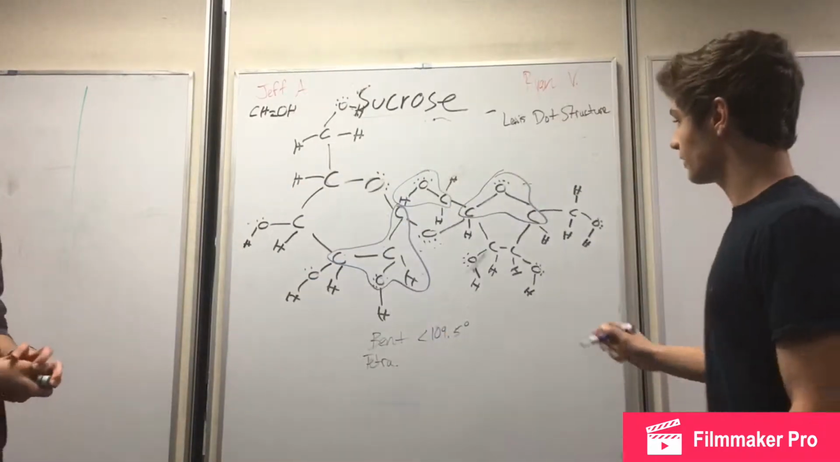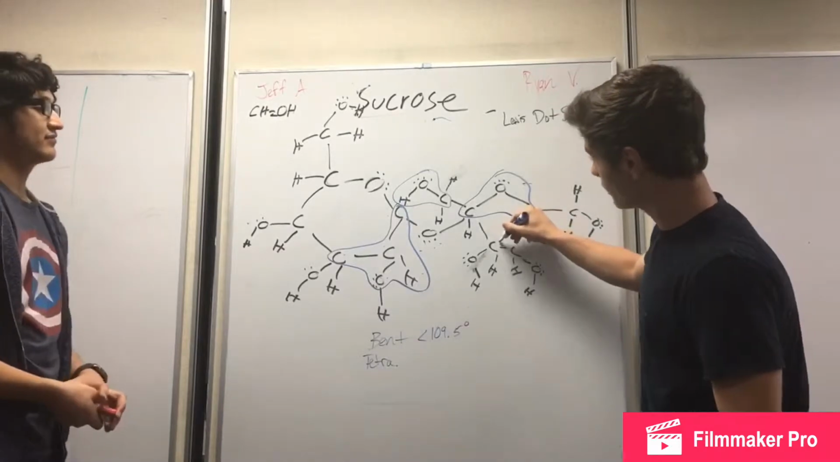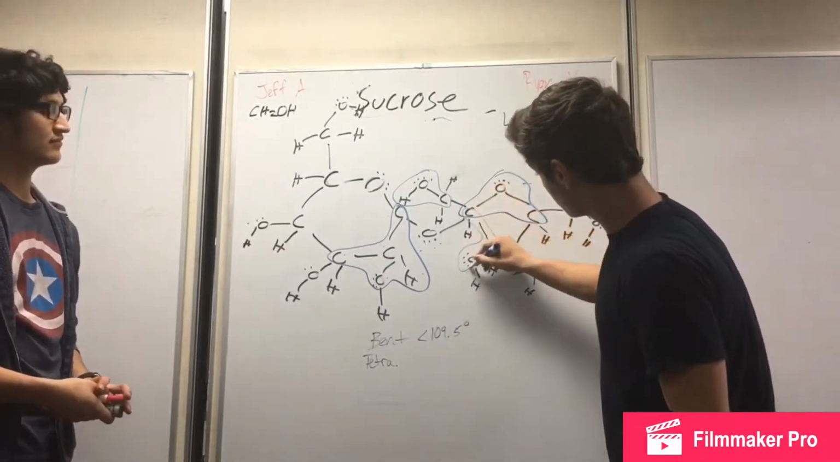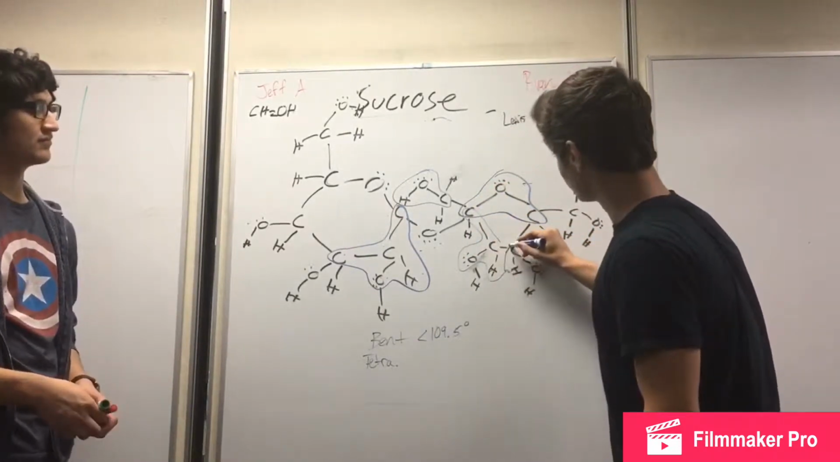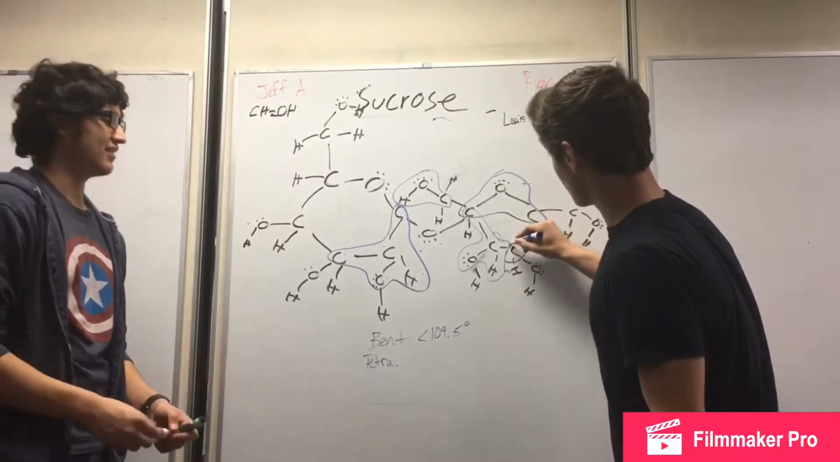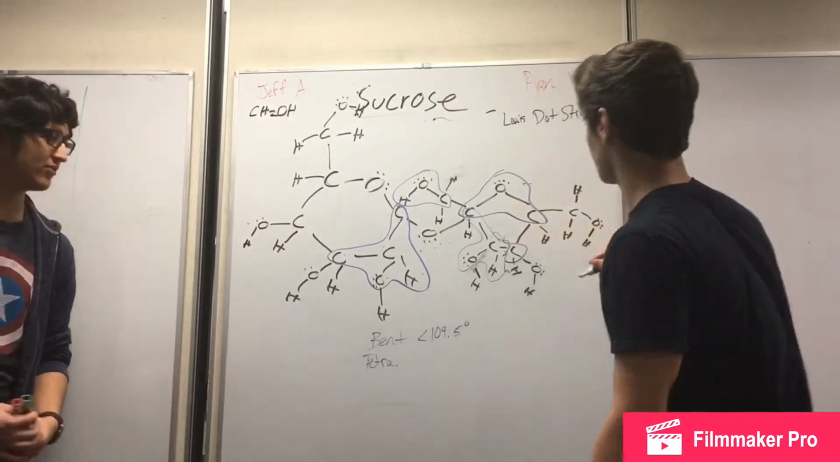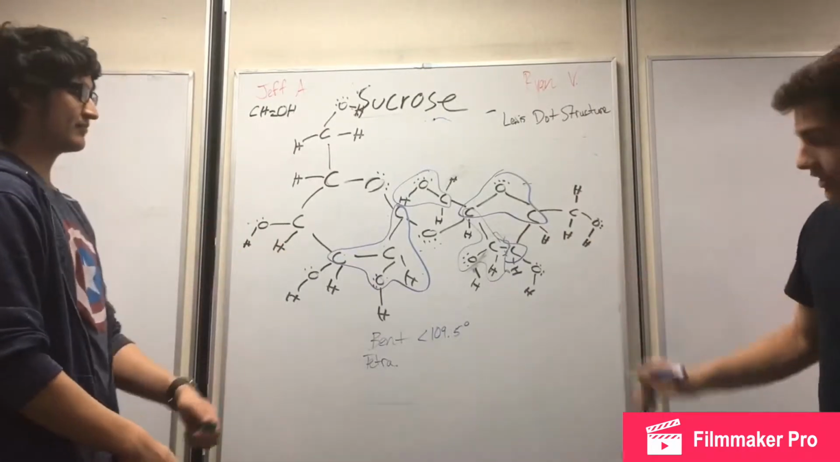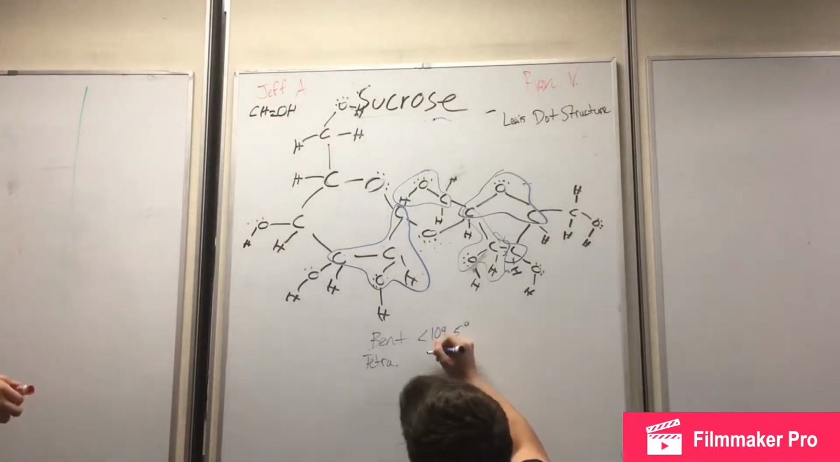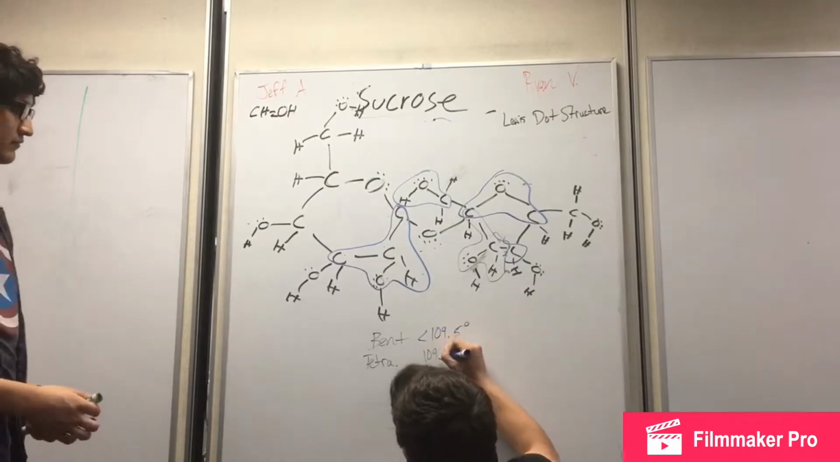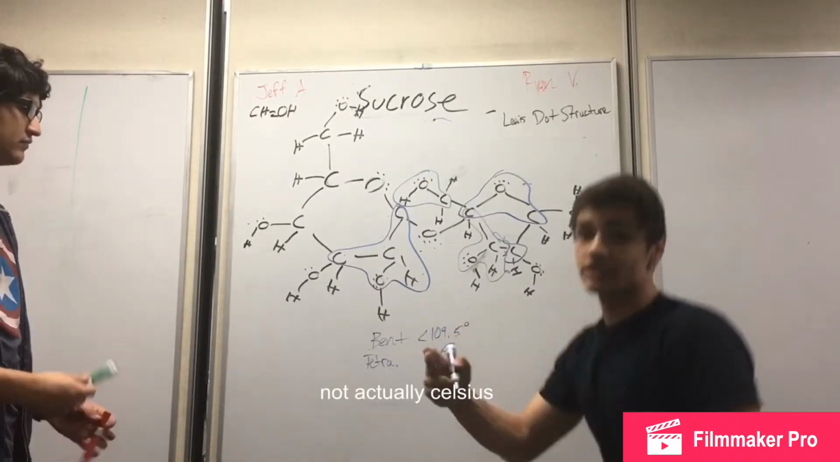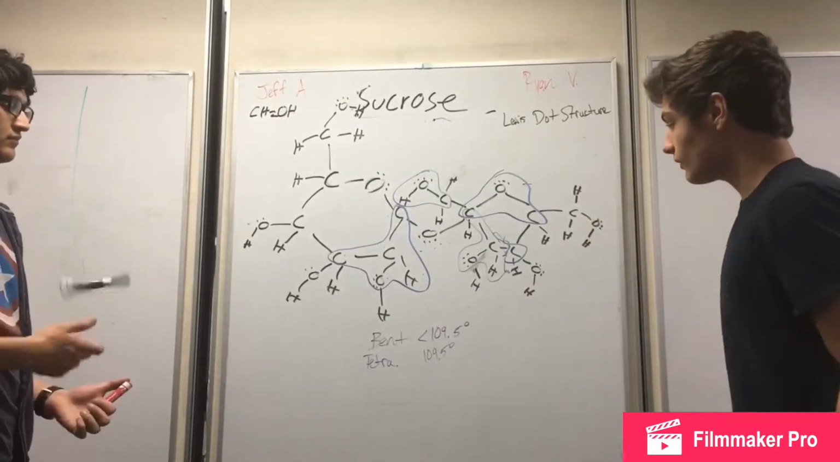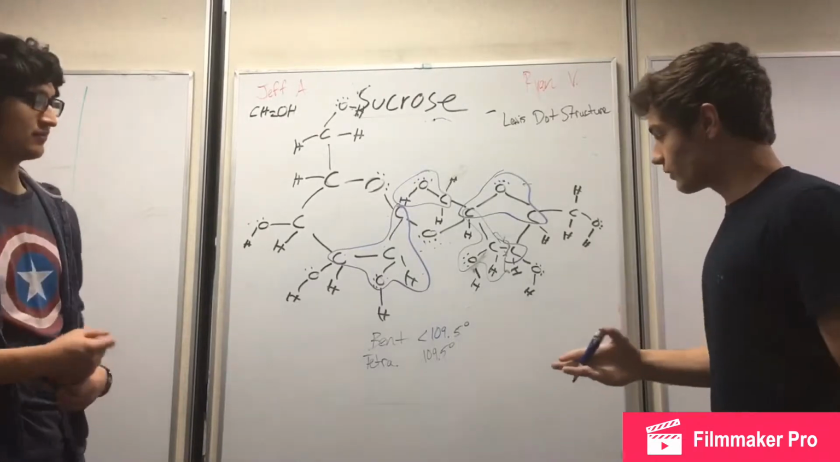That can be found in a lot of places. For example, this carbon right here is connected to four different ones. Now those are going to have an angle measure of 109.5 degrees. So all of this is going to be polar.